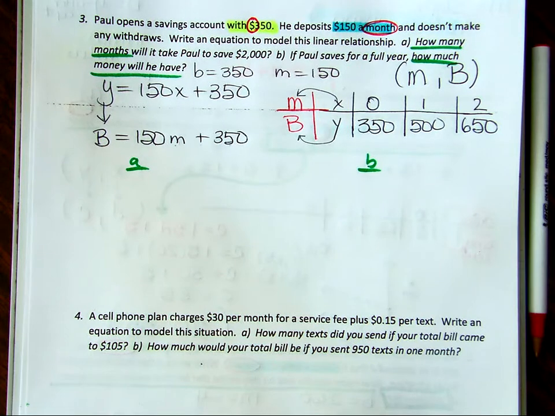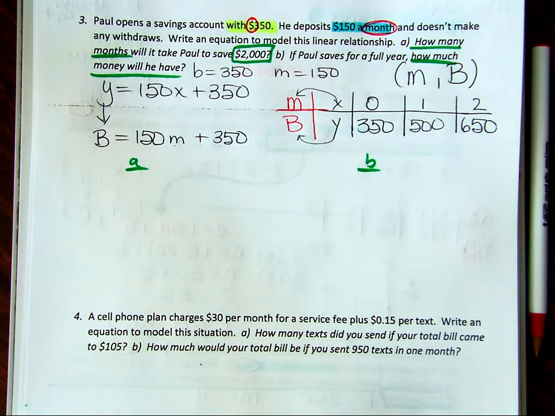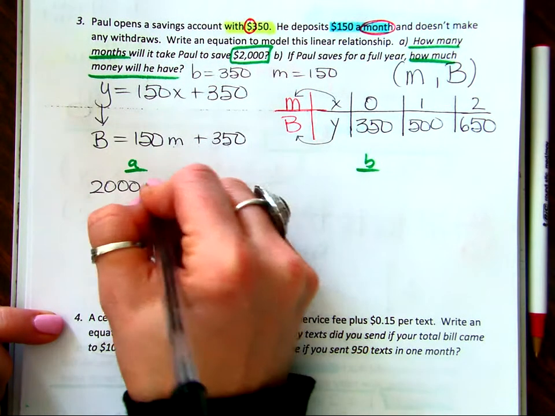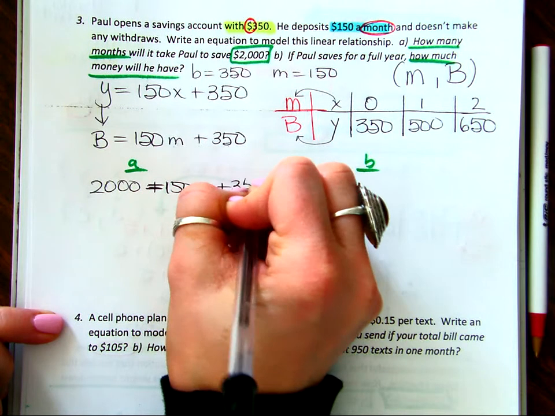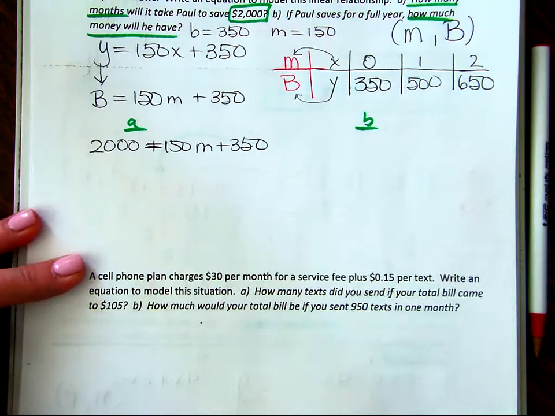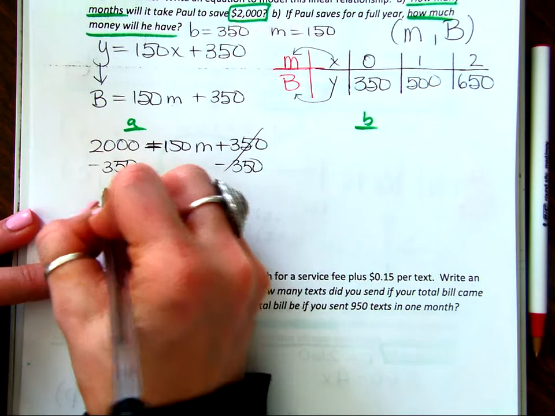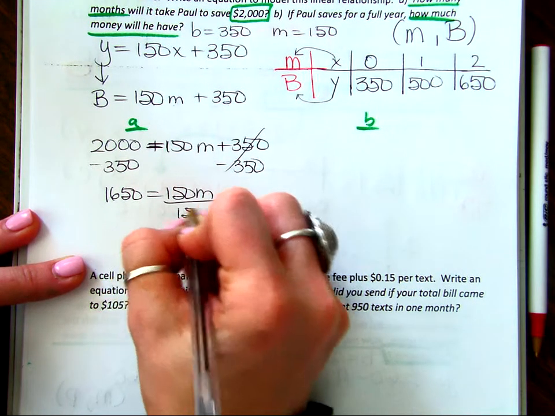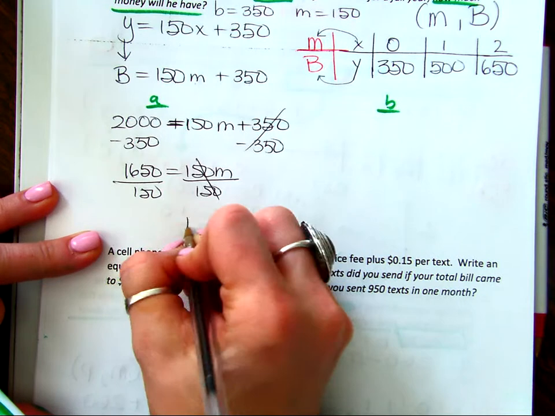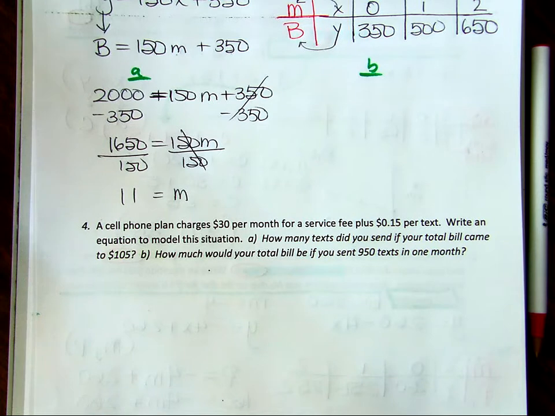So now I just have to figure out, where does 2,000 go? For the B or the M? The B, because it's your balance. So look how easy now. I know where to put that 2,000. Equals, sorry. And once you have it set up, you can fly through 2-step equations. Okay. It's going to take him 11 months.